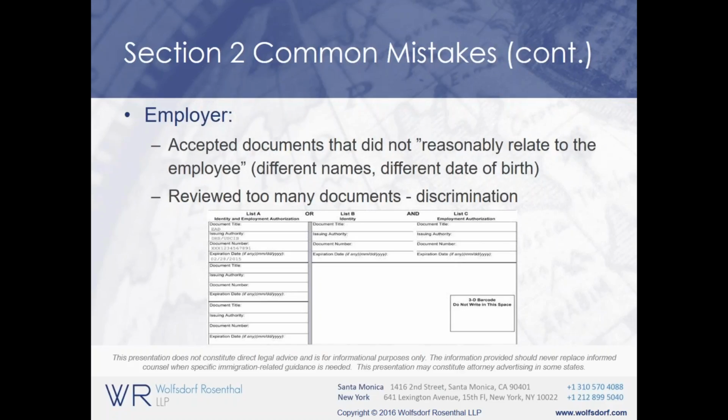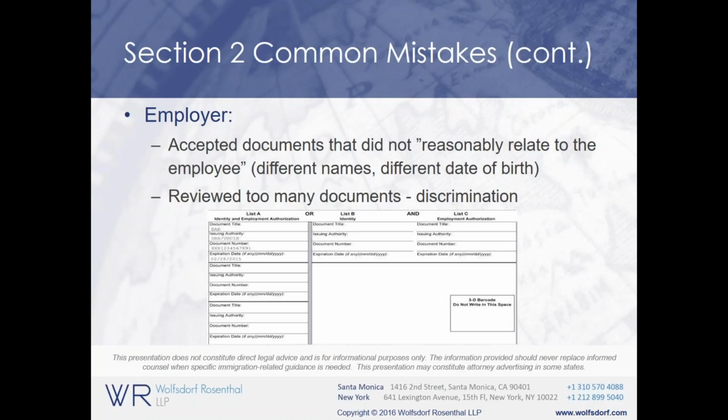Other mistakes we see are accepted documents that did not reasonably relate to the employee. If the name listed on the document appears very different from the name you know of, or if the date of birth suggests this person is 50 when clearly they appear to be only in their early 20s, you could have an issue.